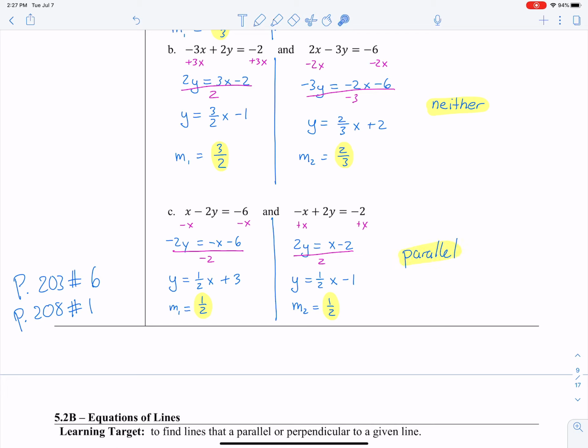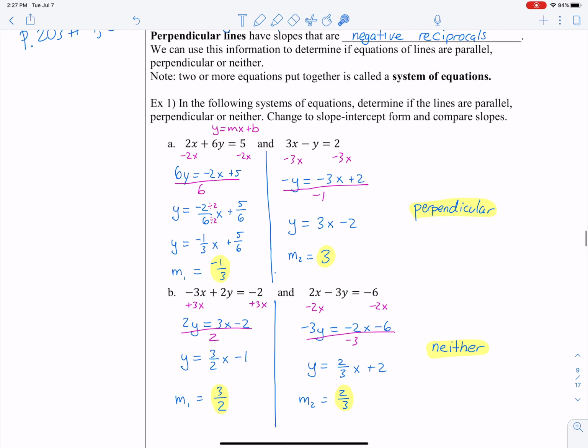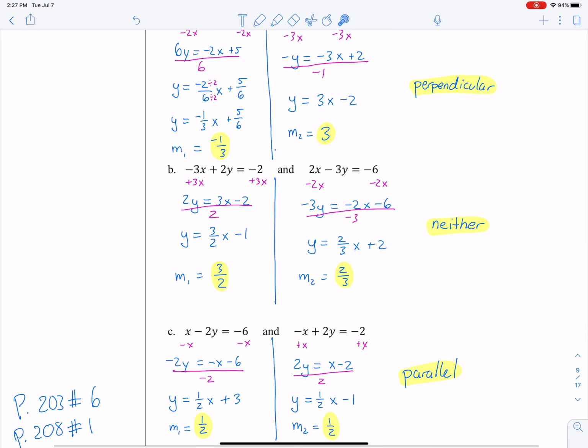Okay. So now you can go to page 203 and do number 6. And then you can go to page 208 and do number 1. Be careful to make sure you calculate the slopes and then tell if they're parallel, neither, or sorry, perpendicular, neither, or parallel.